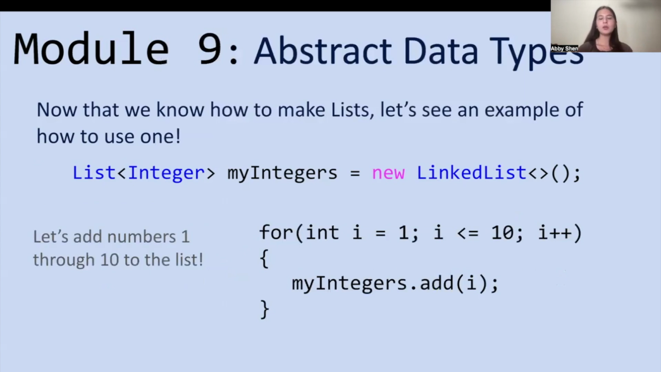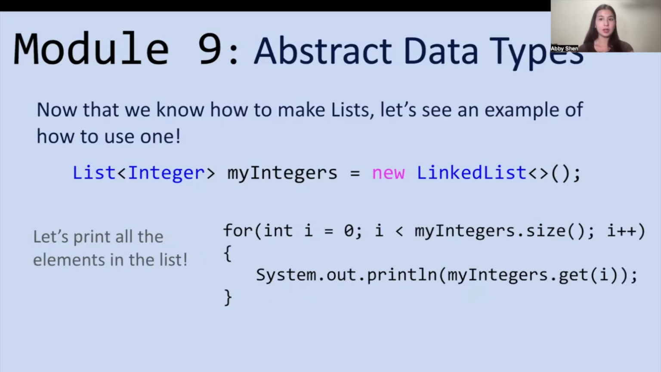So then once we have our list, let's say we want to add the numbers 1 through 10 to the list. So you can iterate in a for loop like you usually would. And to add something to a list, you just use this dot add notation. So we say my integers dot add and then i, and then that will add that integer to our list.